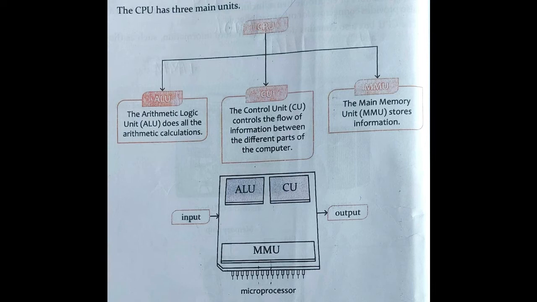2. CU or the control unit. It controls the flow of information between the different parts of the computer. 3. MMU or the main memory unit. It stores information. In the picture below you can see ALU, CU, and MMU. All three are actually microprocessors. The left side is the input and the right side is the output.